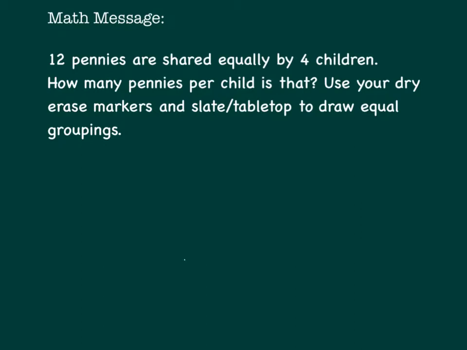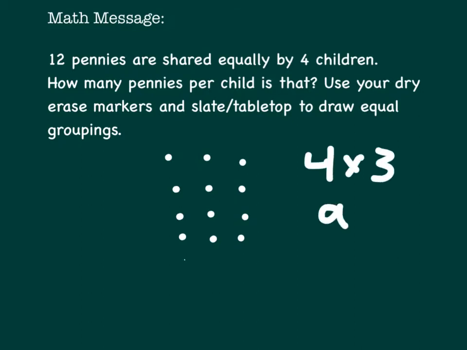So how did you do? Let's take a look. Maybe you had something like this. So this is a 4 by 3 array. This is one way to show your understanding.